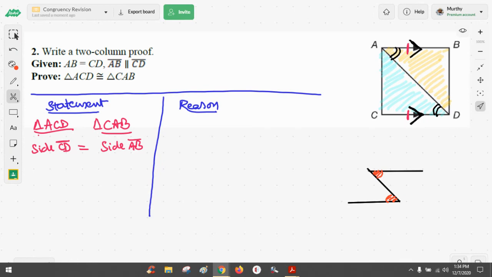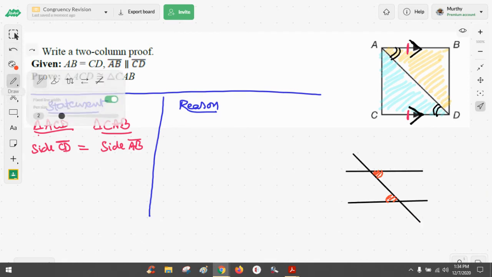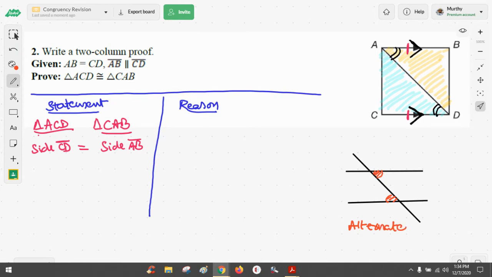Now you see that it's in the shape of Z. These two angles are equal. Why are these two angles equal? Because these two are alternate interior angles. These two are alternate interior angles. You learned in the previous classes.